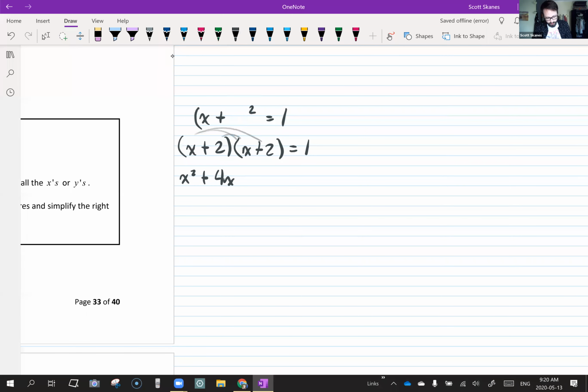This is a bad example, let me just restart it, sorry. Let me make it a 3, so it's clear. Okay, you have the same thing squared, (x + 3)². Multiply it by itself, you'll get x times 3 and x times 3, so 6x's plus 9, and that equals 1.